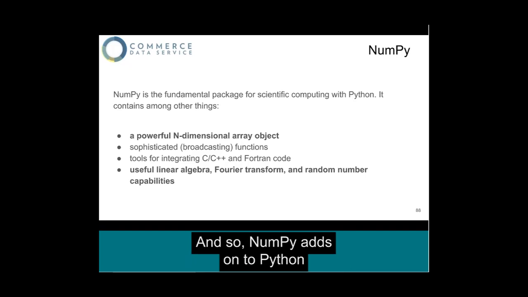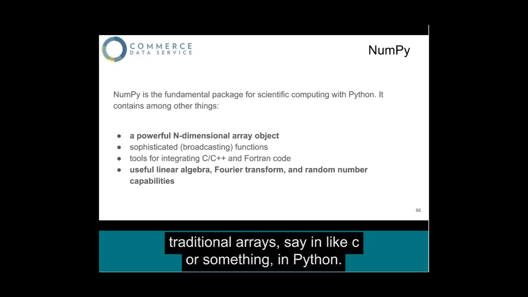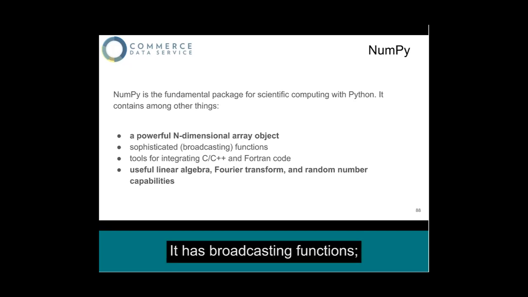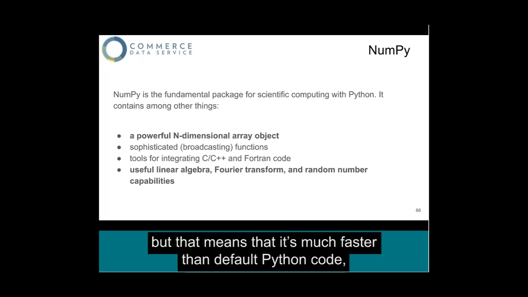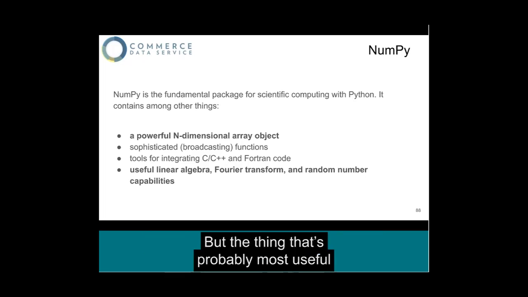NumPy adds on to Python a powerful array object, so you can do traditional arrays, say like in C, in Python. It has broadcasting functions. It integrates C, C++, and Fortran code. What that means is it's much faster than default Python code, because C operates faster, and Fortran operates closer to the metal, so it's faster.